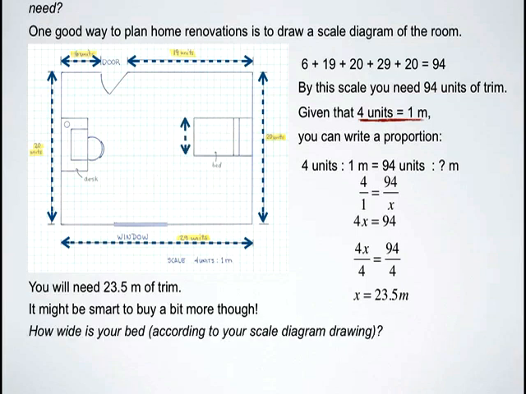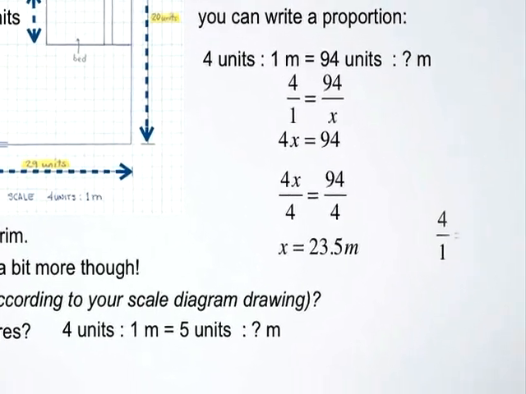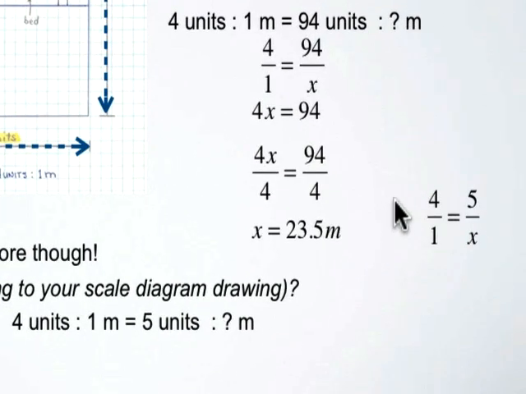So now, how wide is your bed according to the scale diagram? If we look at the bed on the diagram, we can count that it is 5 units wide. 5 units is how many meters? Again, we go back to our scale, 4 units to 1 meter, and we set it equal to 5 units to our unknown meters. Make a fraction.